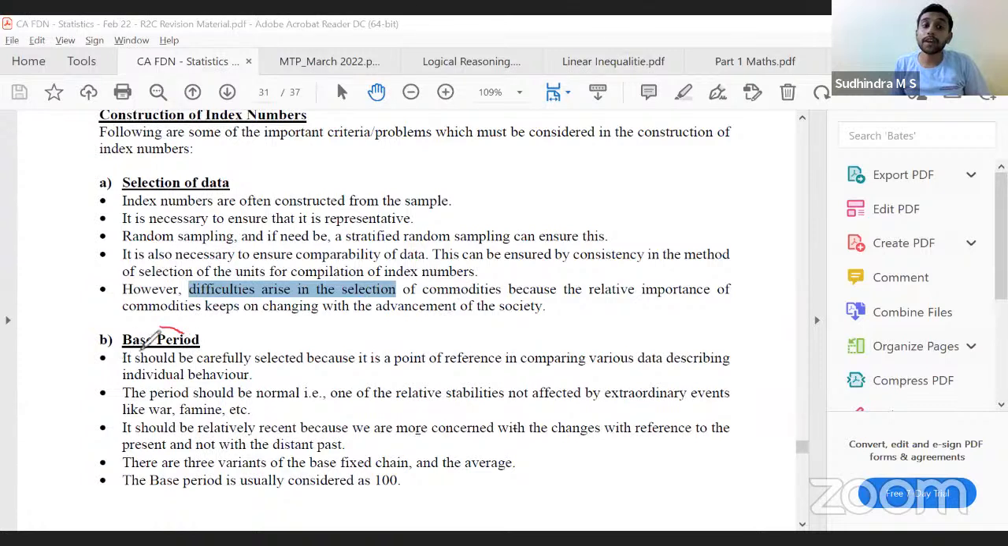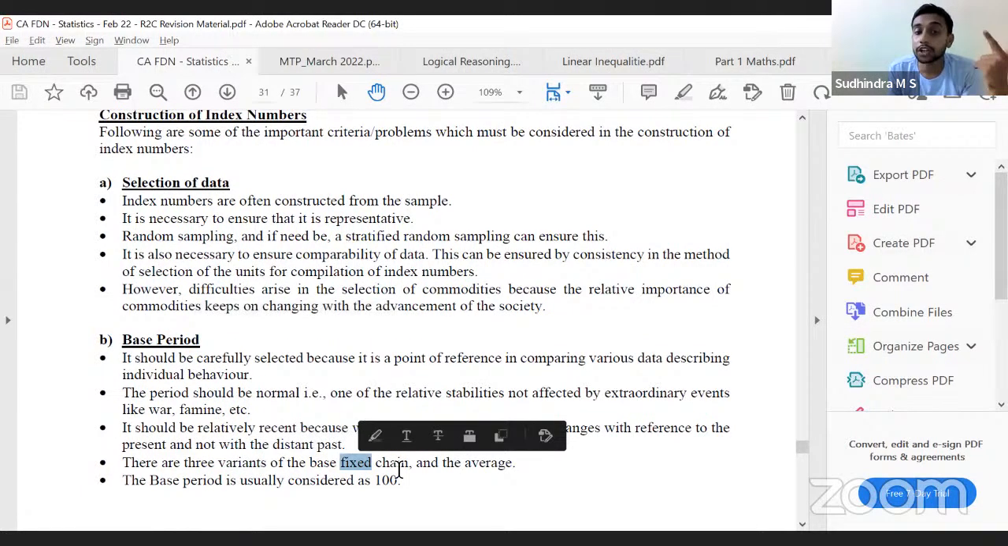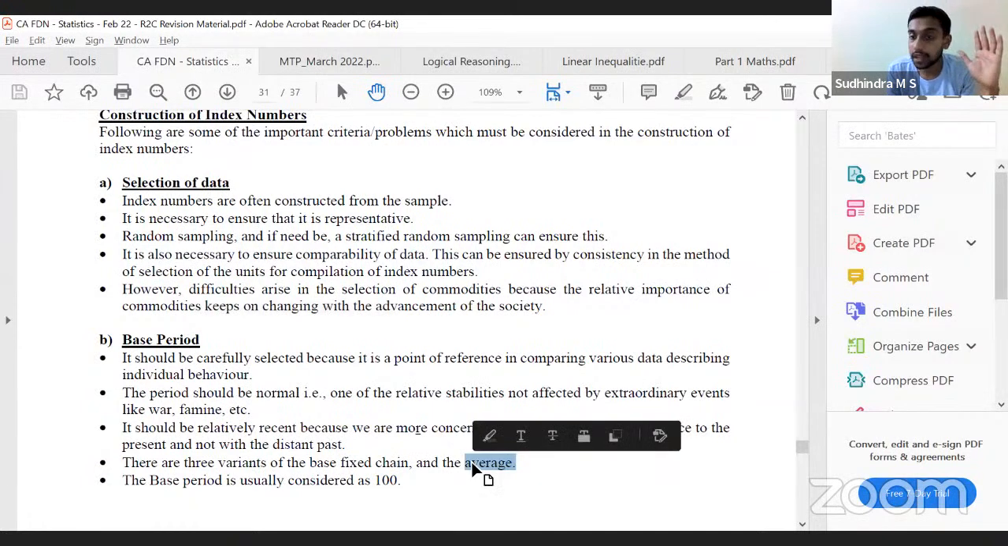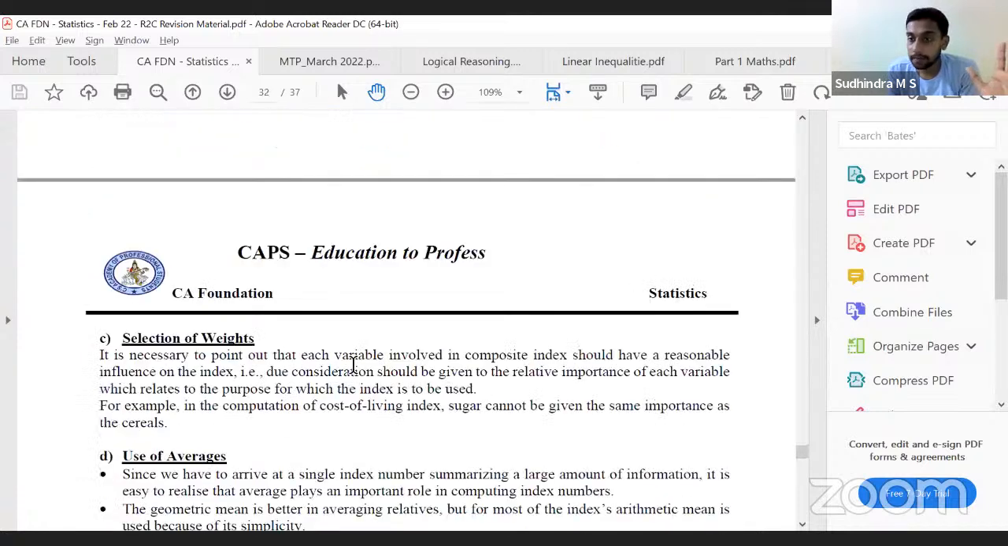Next, selection of base period is very important. It's not that we can select any year as a base year. We should ensure that the base year should be a normal year. There should not be any abnormal, extraordinary event in that particular year. It should be relatively recent, it should not be a very old year. When we are calculating the index number with regard to a base period, we can have 3 variants of base. It could be fixed base, chain base, or average base. All the 3 is possible. Base period index will always be considered as 100.